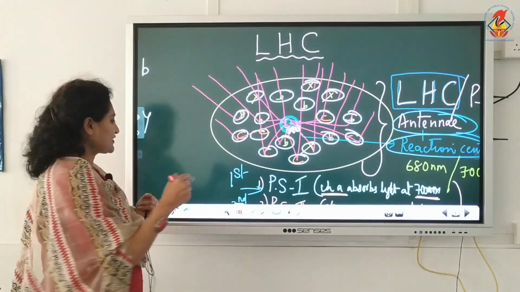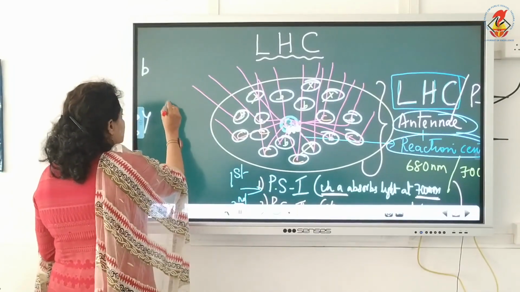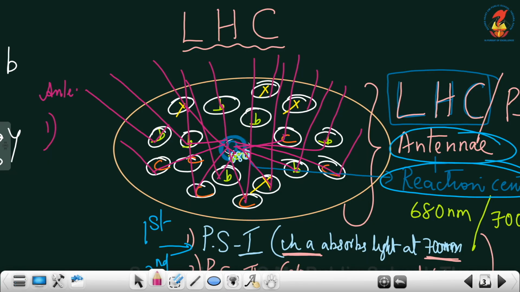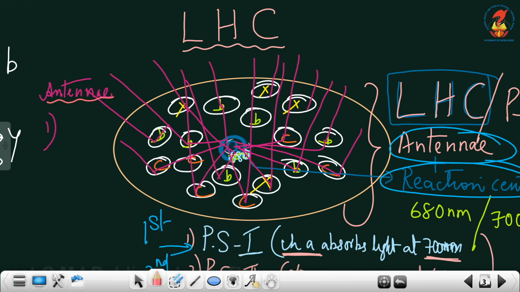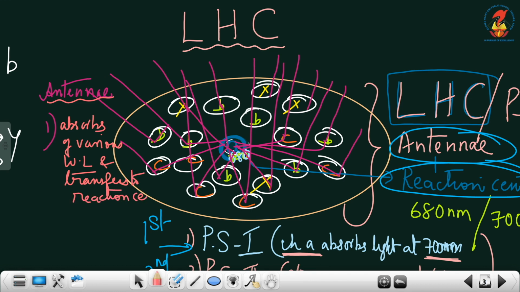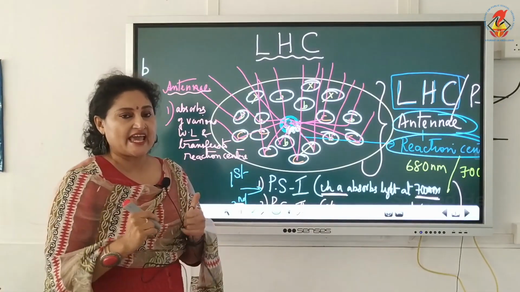So, the first function of the antenna. We are looking into the functions of antennae, that is, all the hundreds of pigments surrounding the reaction center. The first function is they absorb light of various wavelengths and transfer it to the reaction center. The reaction center is the chlorophyll A, and therefore, they make the process of photosynthesis very, very efficient.